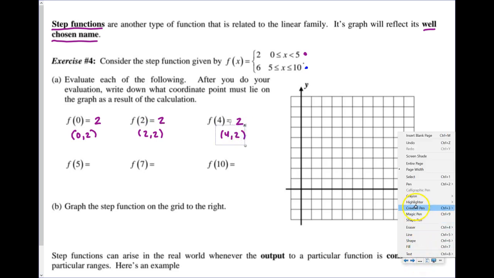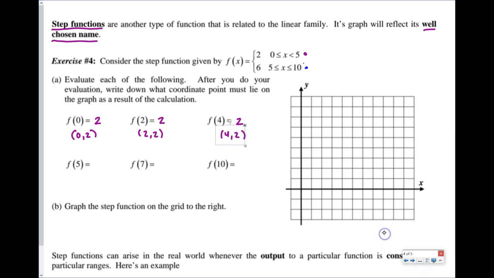Now when we get to the next one that says f of 5, we have to read very carefully. F of 5 equals... see how this doesn't have an equal under it? That means the 5 falls here with the 6. So f of 5 is 6.